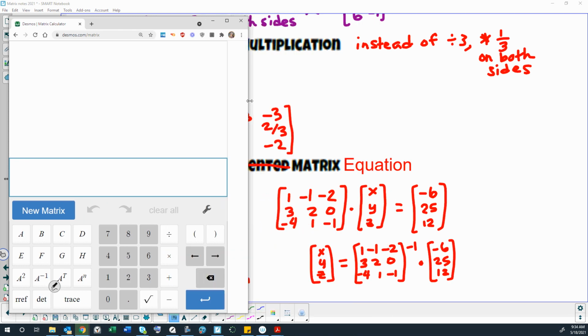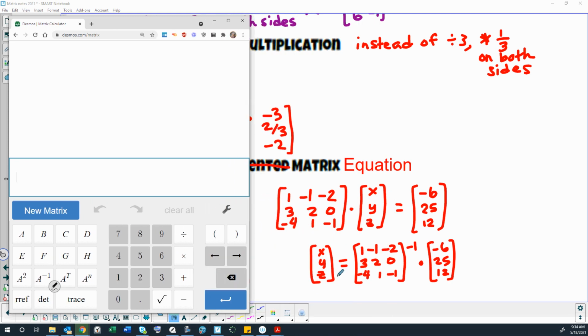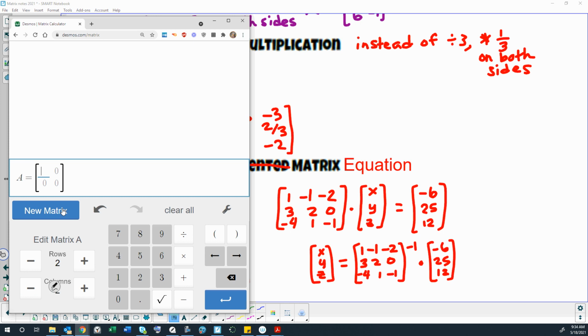I'm going to make it a little bit smaller so I have more room. I don't actually type in the x, y, z stuff. What I'm typing in is all of this other stuff. So I'm going to hit the button that says New Matrix. I want my matrix to be a 3 by 3. I'm going to type in 1, -1, -2, 3, 2, 0. This is what you did on your assignment last time. -4, 1, -4, nope, -1, I typed it wrong. Always double check to make sure you typed it in right.